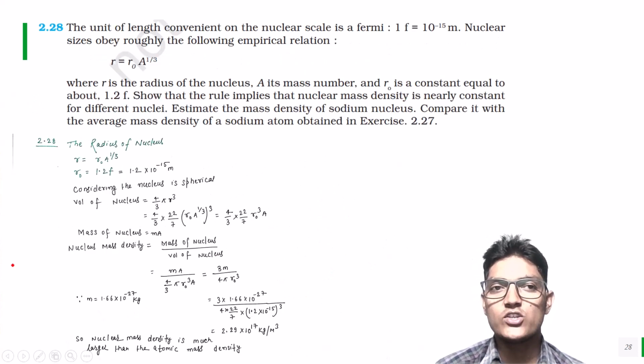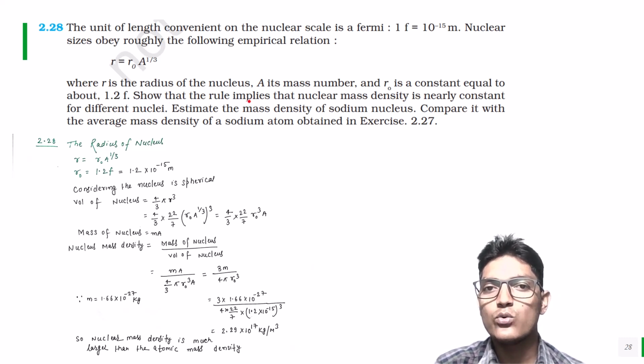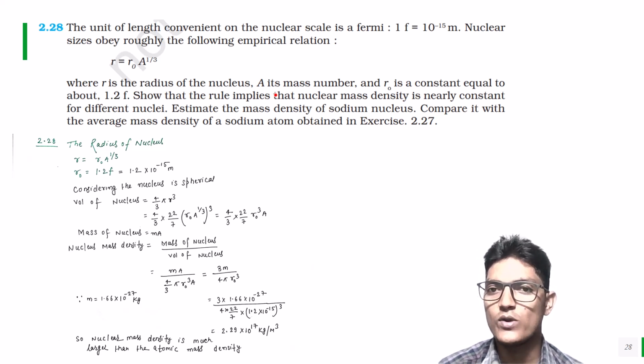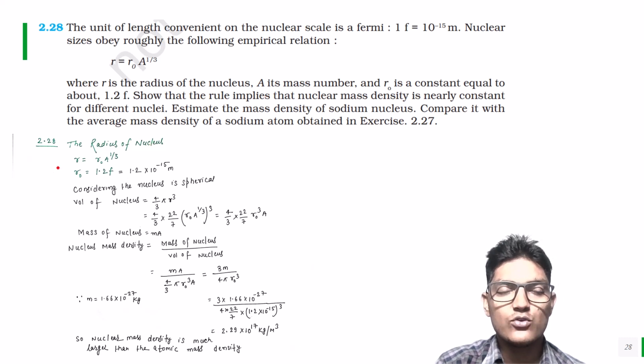So the next question is, the unit of length convenient on the nuclear scale is the Fermi. 1 Fermi is equal to 10 to the power minus 15 meter. And nuclear size obeys roughly the following empirical formula: R is equal to R naught A to the power 1 by 3. So that the rule implies that the nuclear mass density is nearly constant for different nuclei. Estimate the mass density of the sodium nuclei and compare it with the average mass density of a sodium atom obtained in exercise 2.27. So the radius, the formula is given, R naught A to the power 1 by 3, where R naught is 1.2 Fermi, that means 1.2 into 10 to the power minus 15 meter.